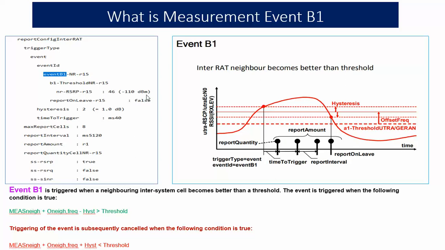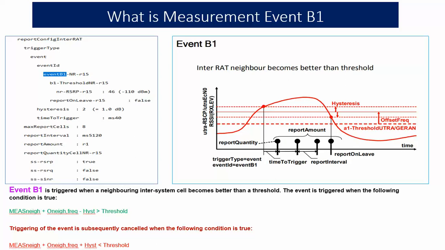Then when the UE sends the measurement report, the network will decide: if we are better than minus 110, at that time the network will trigger a B1 event to camp on 5G.